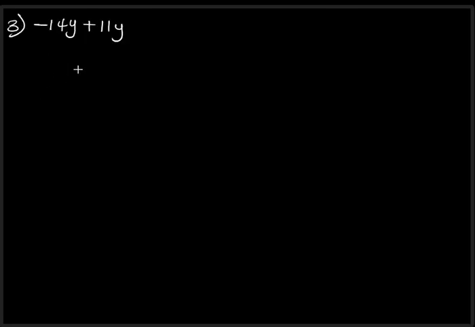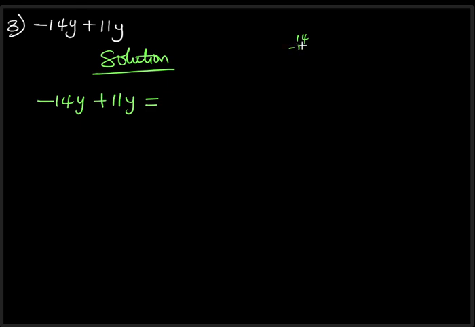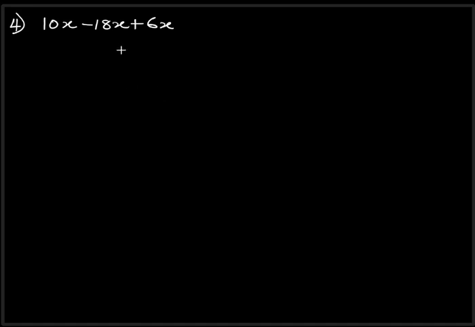We go to the next one. Solution. Minus 14y plus 11y. Same sign or different signs? This is minus, this is plus, different signs. So we subtract, 14 minus 11, that will give us 3. And keep the sign of the bigger number, that will be minus 3y. We keep the sign of the bigger number, which is minus.